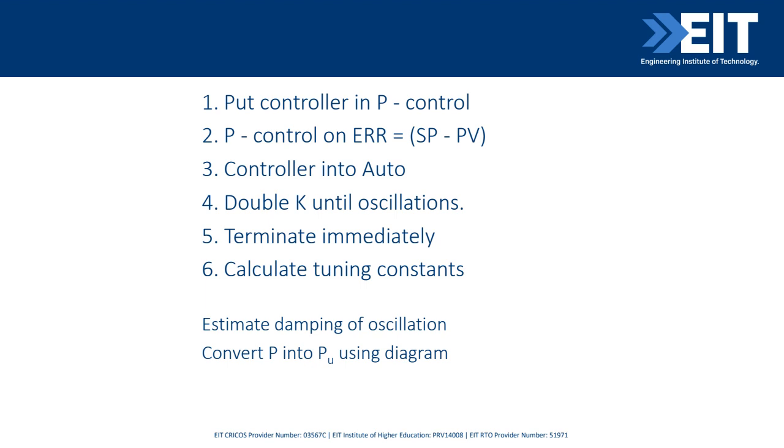So you put the controller into P control, as we did before, put the controller into automatic mode, and then when you get the oscillations, terminate immediately so you don't have a continuous oscillator. All you get is that overshoot, and then you work out your tuning constants. And then you convert your period from that.